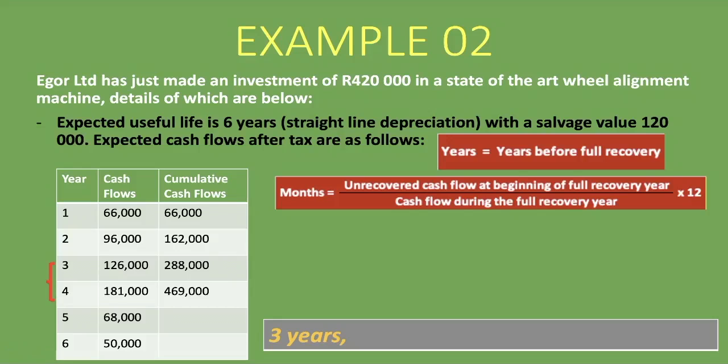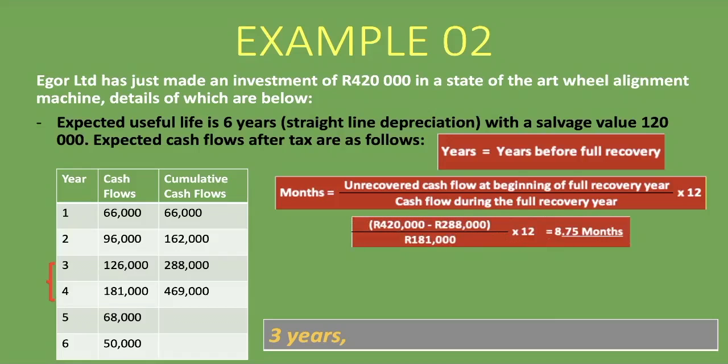How much have we not recovered yet by the end of the 3rd year or by the beginning of the 4th year? And then we divide that answer by the cash flow during the full recovery year, which is the 181,000 rand. That is how much we are receiving in the full recovery year, which is year 4. And what does that give us? Well, we'll have to multiply that answer by 12, and it will give us an answer of 8.75 months. I hope it's getting clearer now. And your answer, if you attempted this question before we continued, is the same as mine. So we know that it's 3 years and 8 months.